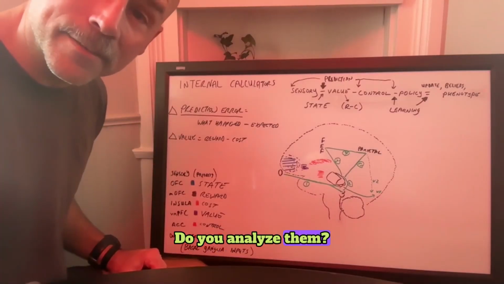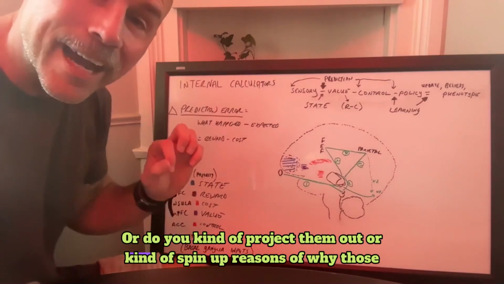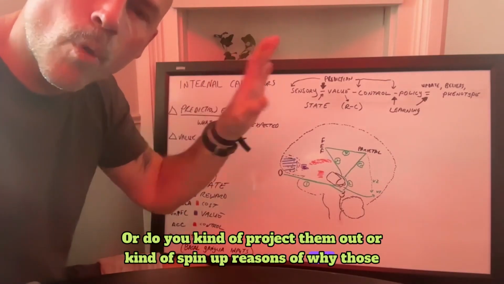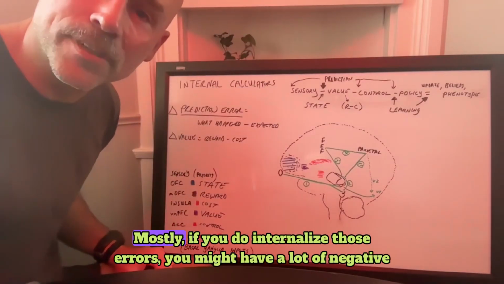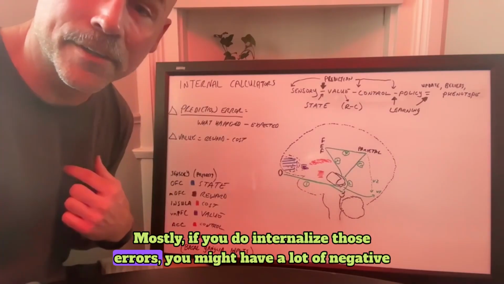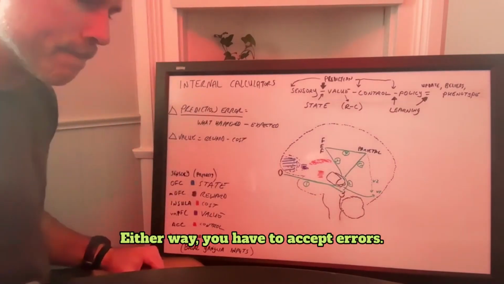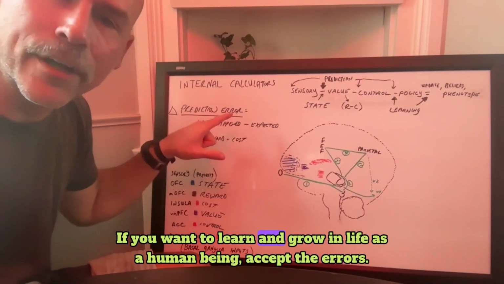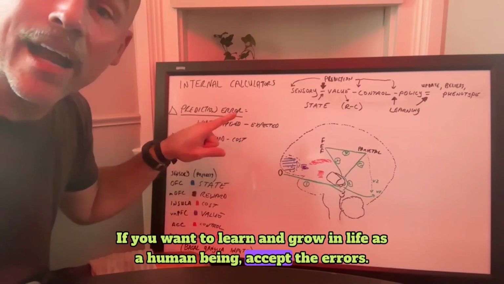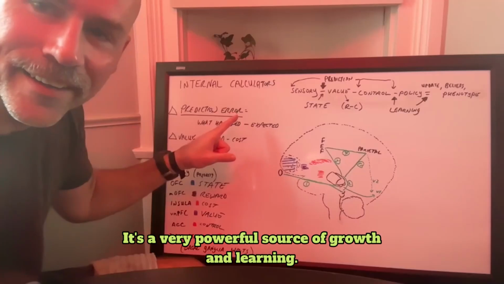Do you analyze them? Do you accept them? Or do you kind of project them out or kind of spin up reasons of why those errors happen? And those will always be external, mostly. If you do internalize those errors, you might have a lot of negative self-talk. Either way, you have to accept errors. If you want to learn and grow in life as a human being, accept the errors. It's a very powerful source of growth and learning.